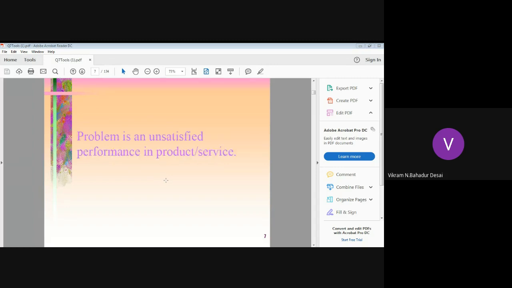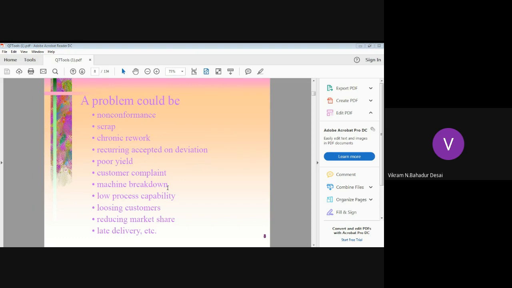So what is a problem? Simple. A problem is unsatisfactory performance in a product or a service. So why are you using quality tools? To identify the problem in the product performance, why they are failing. In a project, a problem can be of any kind. Hope you are able to see the PPT, right? Are you able to see the PPT? Yes, sir. Okay.